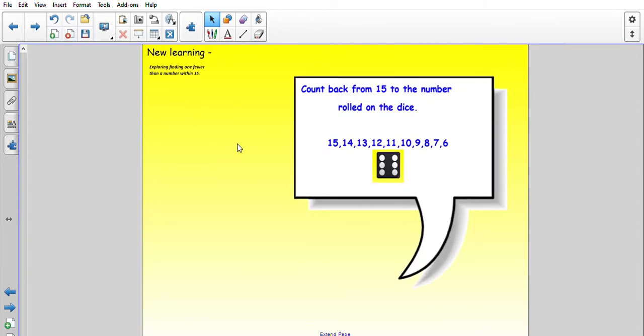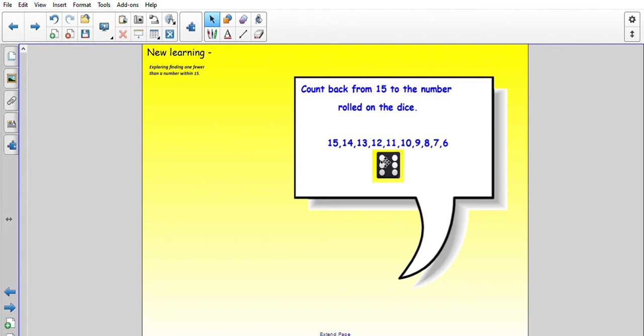Right, we've been doing counting on with the dice this week, and I saw some wonderful counting on with you rolling the dice or picking a number card and then counting on to number 15. But today, because we're finding one fewer than, we're going to be counting backwards. You can use your dice again or your number cards, which I've sent you. You can pick a number and see if you can count backwards from 15 to that number. So you're going to stop at the number that you get.